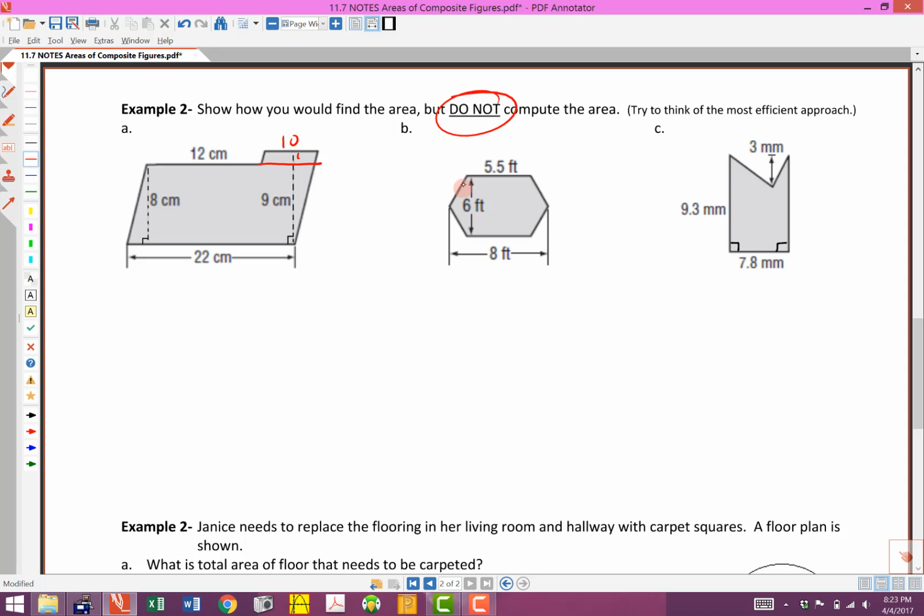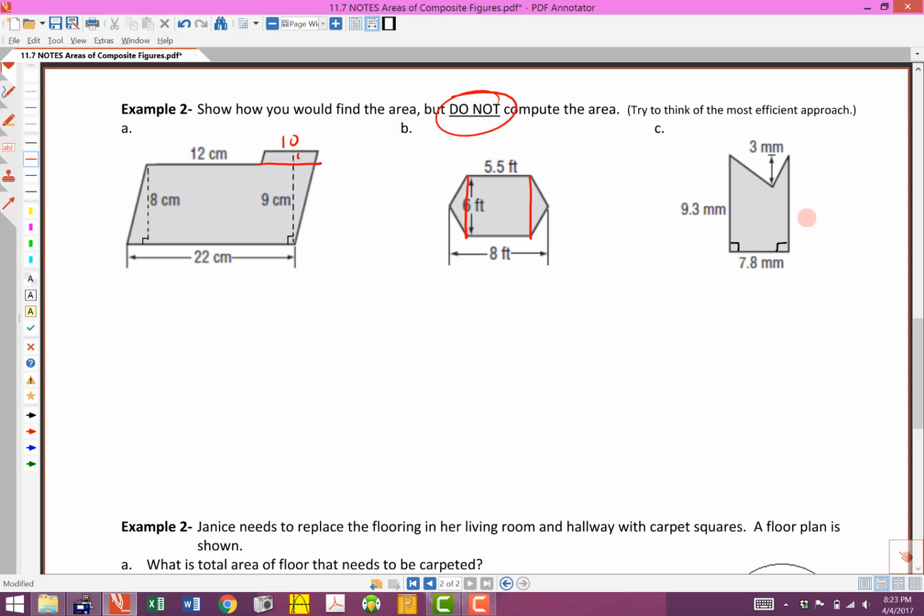The best way to do this one would probably be to lop off those triangles at the end there, compute these triangles, which if you think about it, would have to be exactly the same, so you could just find one and double it, and then find the area of that little rectangle in the middle. And lots of different ways to do this one.